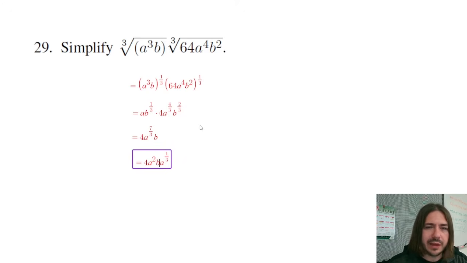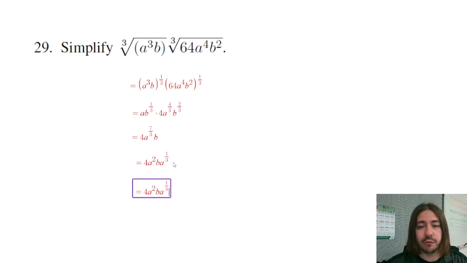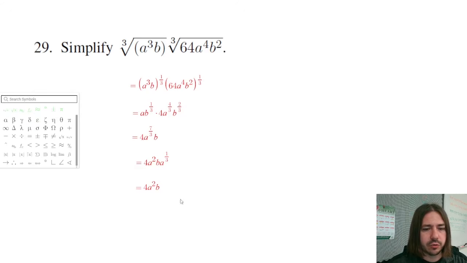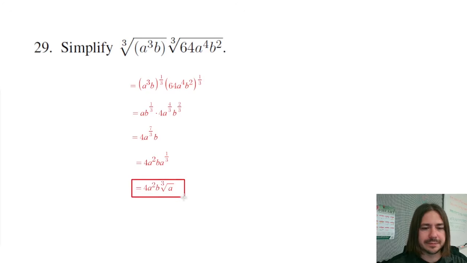Now, you may see the answer written, like I said, with the cube root instead of with this rational exponent. So just to show you what that would look like, we would end up with 4 times a squared times b times the cube root of a. And that is going to be your final answer for number 29.